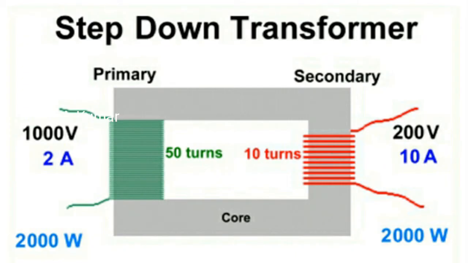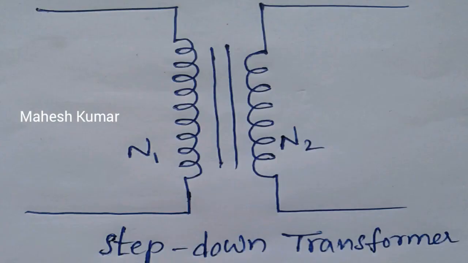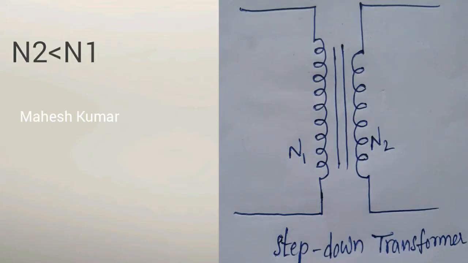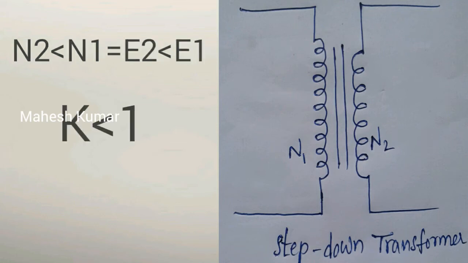A transformer whose secondary number of turns N2 is less than that of the primary number of turns N1 is called a step-down transformer. As I said before, the induced EMF depends on the number of turns. By decreasing the number of turns, the induced EMF also decreases. Hence, N2 is less than N1, that is equal to E2 is less than E1. Therefore, the transformation ratio K is less than 1.